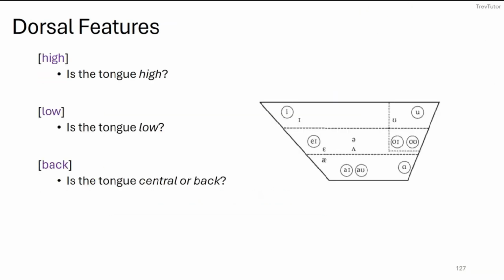And the last one are dorsal features. So with dorsal features, you can think of them as typically relating to vowels. So we have high, low, and back. And we can draw these on the diagram to show what features are which. So if a sound is in the top row, it is plus high. If it is in the middle or bottom, so mid or low sounds, these ones are minus high. Now, in terms of low, the lowest sounds are plus low, and then high and mid sounds are going to be minus low.